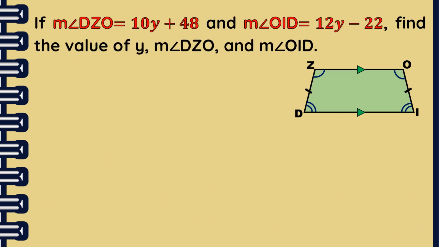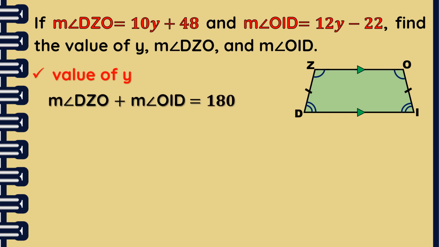The third example is if the measure of angle DZO is 10y plus 48 and the measure of angle OID is 12y minus 22. Let's find the value of y, the measure of angle DZO and the measure of angle OID. We are now ready to solve for the value of y. We have the measure of angle DZO plus the measure of angle OID is equal to 180. So we are given the measure of angle DZO, which is 10y plus 48, and the measure of angle OID, which is 12y minus 22.